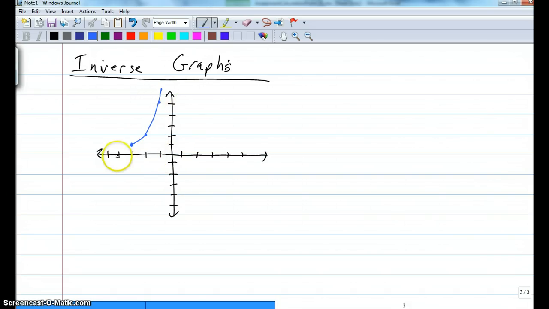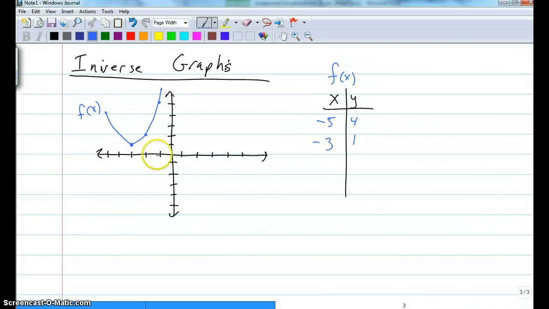You know what? Let's go 5, 4 as well. We're just making up some graph like this. Right? And this is called f of x. So what are the coordinates of f of x? Let's make a quick table of f of x. The points that we've got here, we had -5, 4. We got -3, 1. We got -2, 2. And -1, 5.